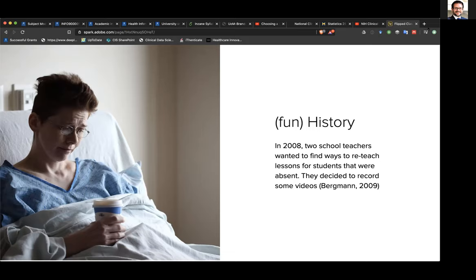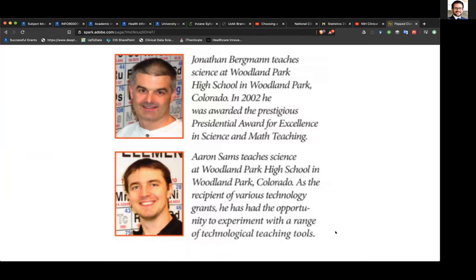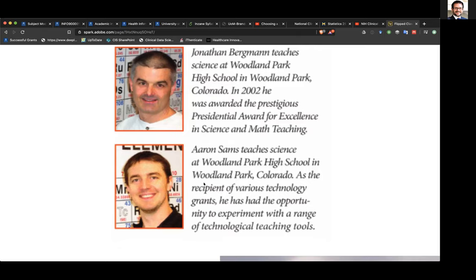And these are the two high school teachers, Jonathan Bergman and Aaron Sams. They were teaching chemistry in Colorado. And there's a nice paper where they report the tools available at that time, which look nothing like the tools that we have available 12 years later.